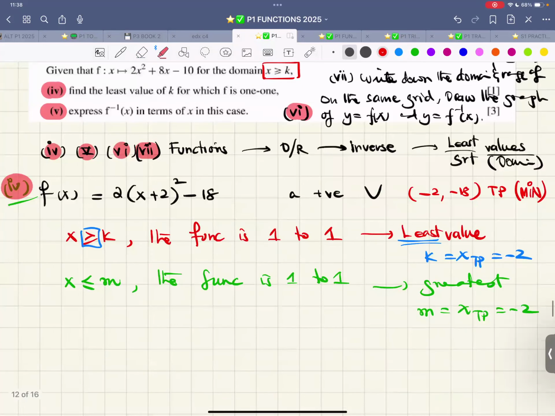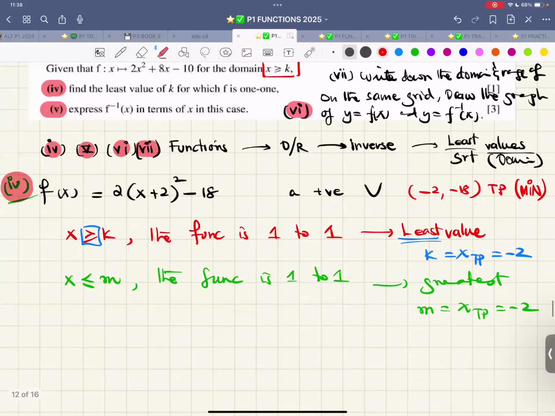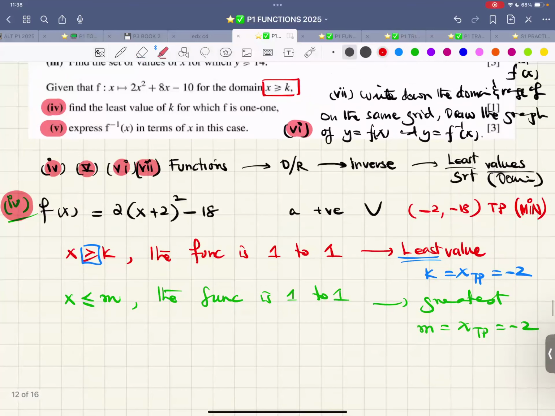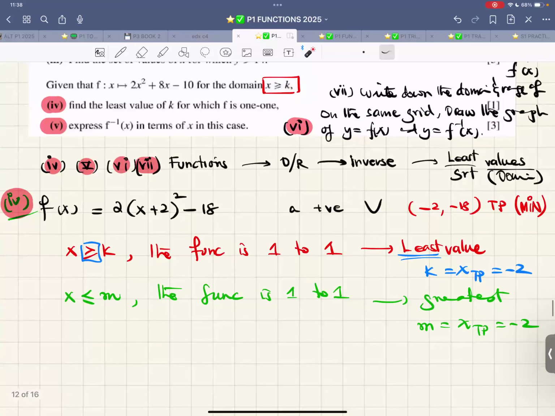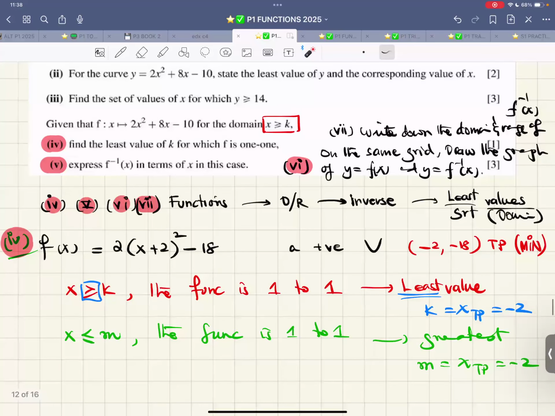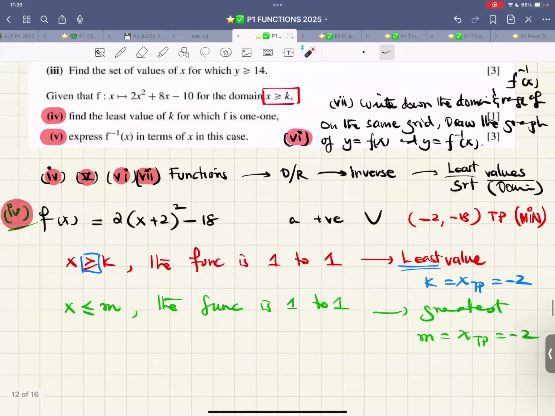So this is part 4 that's done over here. Now these 3 parts are related. What are they? Express f inverse x in terms of x, that I'll do at the very last. On the same grid, draw the graph of y equals f(x), y equals f inverse x for this domain. The value of k is what? That is negative 2. And write down the domain and range. Now, this is the main thing.